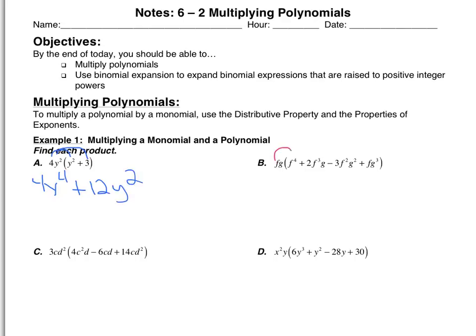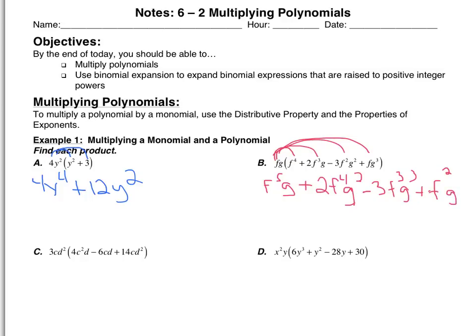For the next one, we have fg times f to the 4th, so f times f to the 4th is f to the 5th g, plus we have 2, f times f cubed is f to the 4th, and then g times g is g squared, and then minus 3, f times f squared is f cubed, and g times g squared is g cubed. So that's our next one. And then our last one, we have plus f times f is f squared, and g times g cubed is g to the 4th.